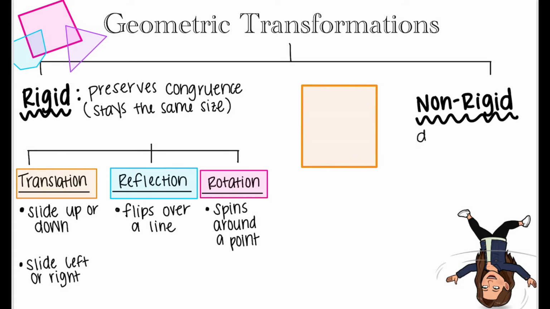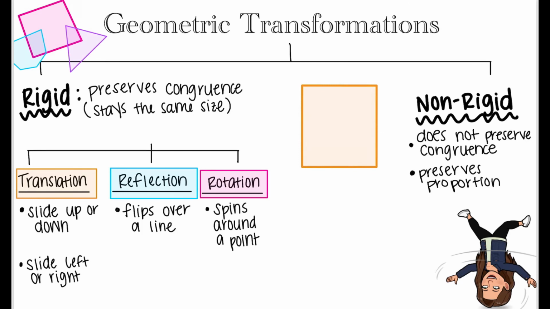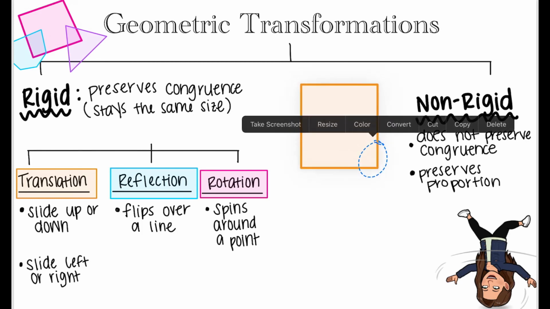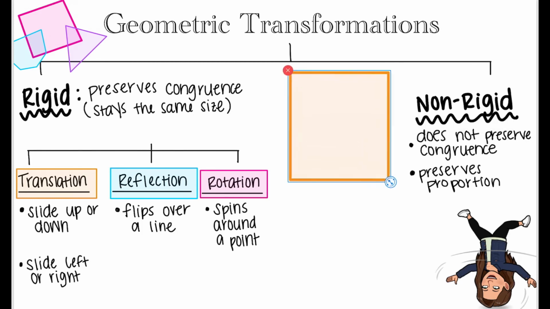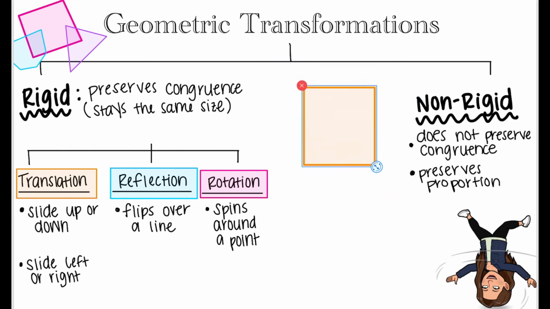So a non-rigid motion does not preserve congruence, but it does preserve proportion. And there's only one type of non-rigid transformation, and it simply is what you just saw happen. If the figure gets larger or if it gets smaller, that's called a dilation.